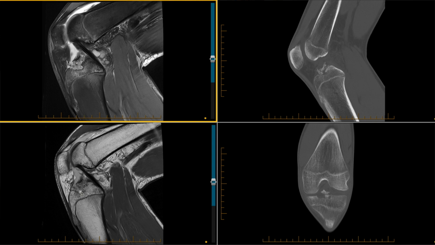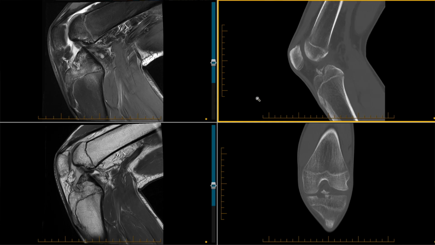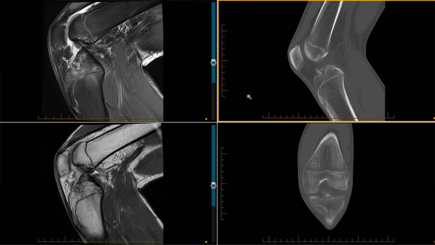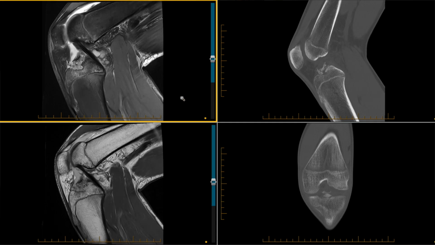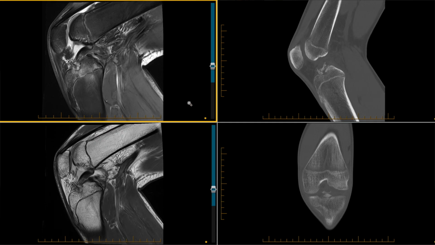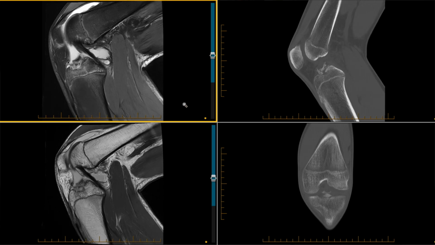footprint of the ACL, which can be confirmed on both the coronal and sagittal CT imaging done at the same time, showing the avulsed bony fragments from the tibial footprint of the ACL. This, in the classification, would be classified as a type 3 non-displaced distal tibial bony avulsion injury.